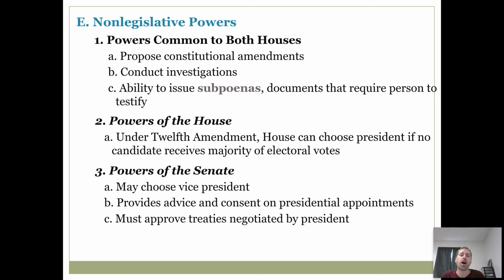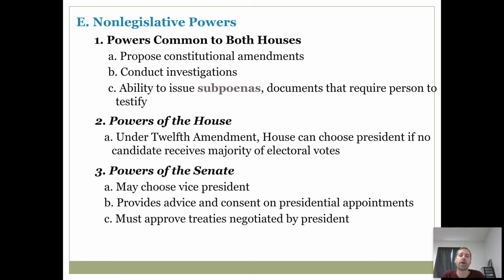There are other powers that Congress has that aren't necessarily related to lawmaking. They have the power to propose constitutional amendments, which then get passed on to state conventions or state legislatures to be ratified. They have the power to conduct investigations. So if Congress believes the executive branch or someone in the executive branch did something wrong, they have the power to investigate. They can issue subpoenas, which say you will show up to court.